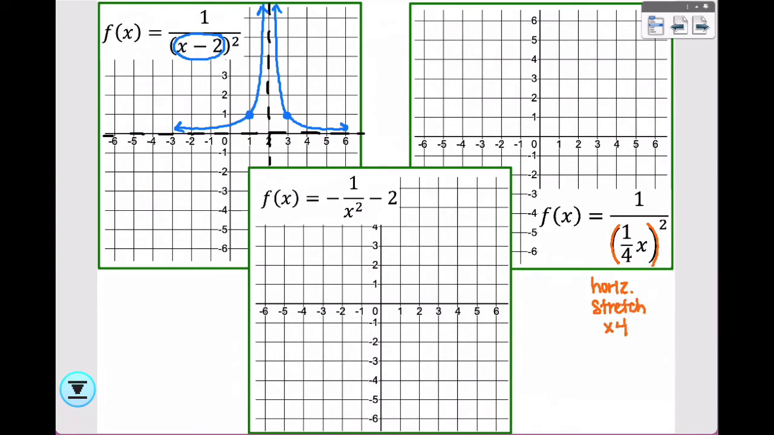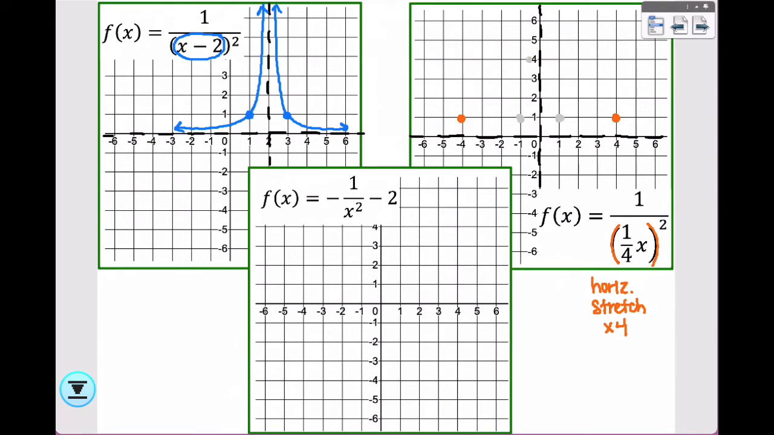The reciprocal of 1/4 is 4. So we're going to see some stretching on the x values, but those asymptotes won't change. Where we would have originally had our points, just think that we are going to horizontally stretch those times 4. So the x value times 4 will move those out to (4, 1) and (-4, 1).